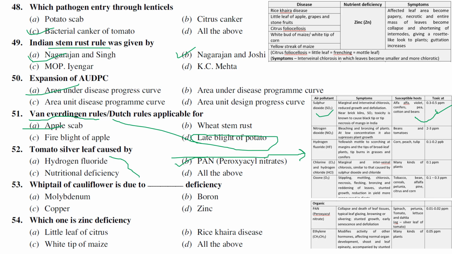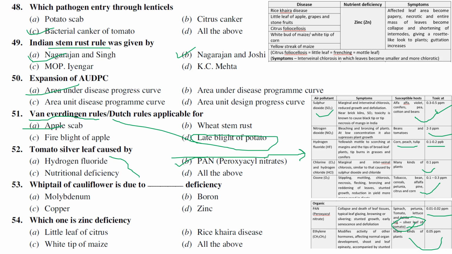Nitrogen oxide: beans and tomatoes are susceptible, 2 to 3 ppm. Hydrogen fluoride is the most sensitive and most toxic one. At 0.1 to 0.2 ppb, parts per billion, it is highly toxic to corn, peach and tulip. Next one, chlorine, many kinds of plants, 0.1 ppm. Ozone: tobacco, beans, cereals, alfalfa, petunia, pine, citrus and corn at 0.1 to 0.3. The next one is peroxyacyl nitrate: spinach, petunia, tomato, lettuce and dahlia, and I have mentioned silver leaf of tomato, which is actually peroxyacyl nitrate, 0.01 to 0.02 ppm. Ethylene, many kinds of plants, 0.05 ppm, it is constantly toxic.